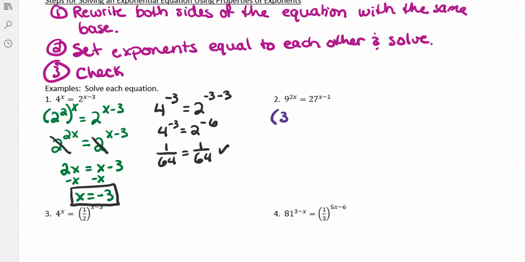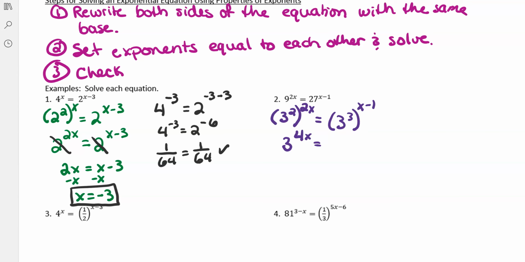So that's going to be 3 squared to the 2x. And over here, this is going to be 3 to the third to the x minus 1. All right, remember exponent rules say we can multiply. So 2 times 2x would be 4x. So 3 to the 4x. Let me clean that up just a little bit.